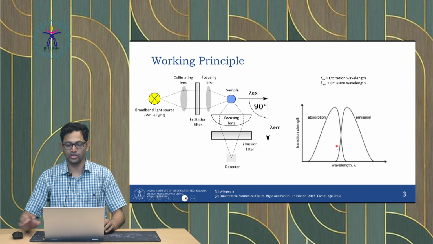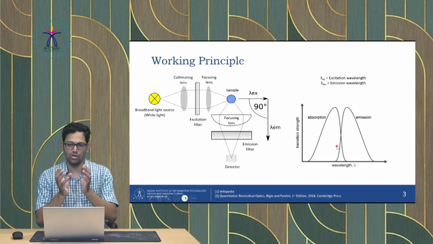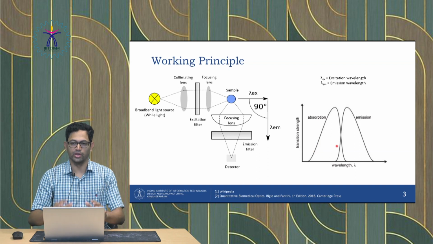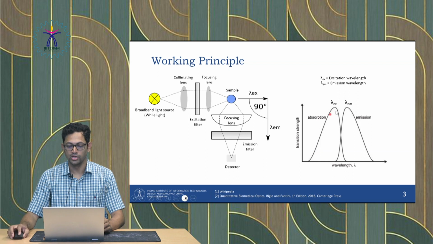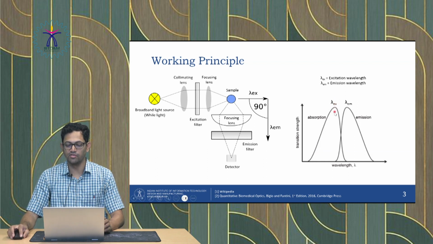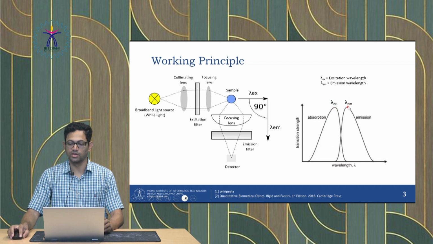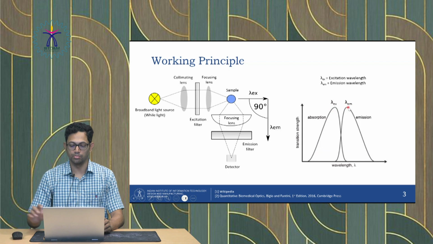So we need to use some kind of filters to allow light to pass through for a particular range of wavelengths. Here you can see this is the excitation wavelength, there is a peak excitation wavelength in the center, and then this peak emission wavelength in the center of this particular Gaussian peak.